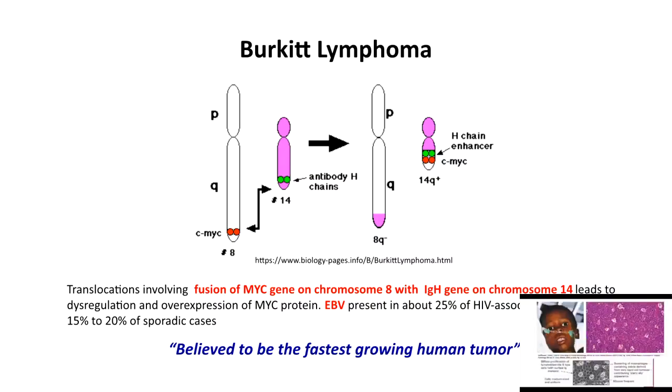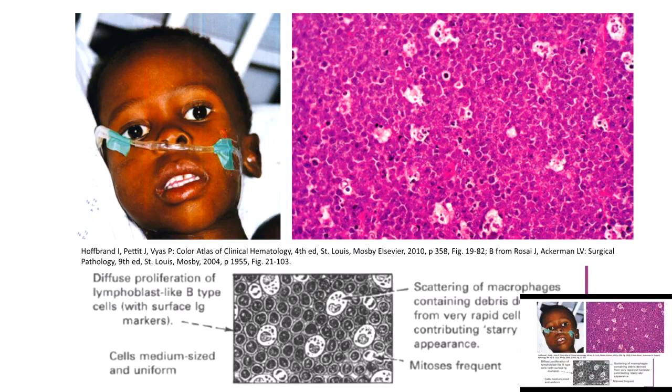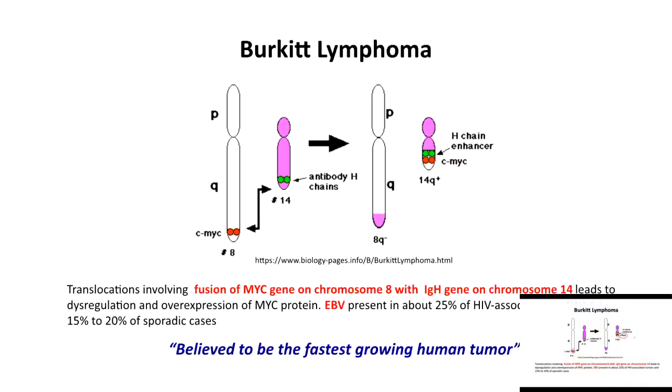So let's just go back a minute. When BCL2 is overexpressed, we get a lymphoma that grows very slowly because it's only growing due to the fact that cells are not dying. Whereas the Burkitt lymphoma, on the other hand, one of the most rapidly growing lymphomas, because a different gene comes next to the IGH gene on chromosome 14.